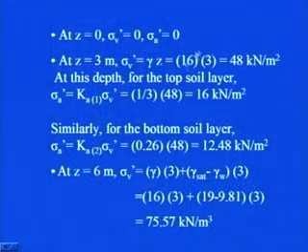So for the bottom soil layer, although the depth is the same, so sigma V prime is going to be the same, but since the bottom soil layer is different as compared to the top soil layer, that will be multiplied by Ka2 into sigma V prime, and Ka2 we found out to be 0.26, so 0.26 into 48 is equal to 12.48 kilonewton per meter square.